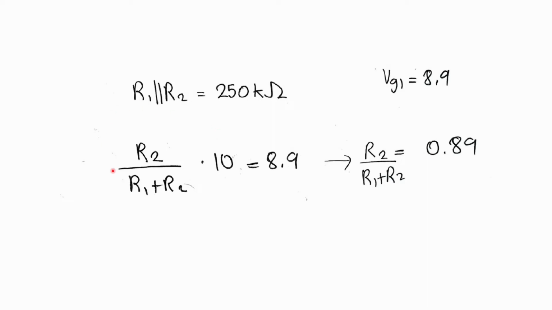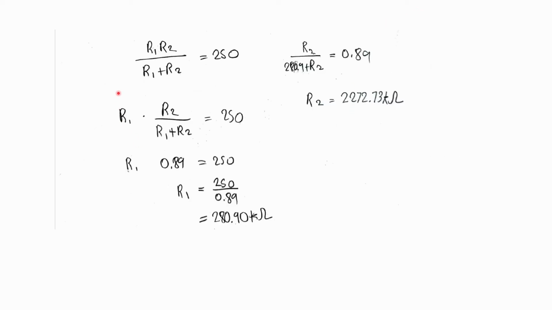I've written both of these relationships right here, and we can simplify the second relationship just a bit by dividing by 10 on both sides to give us R2 over R1 plus R2 equals 0.89. Now let's write out what it means for R1 and R2 to be in parallel. If you recall the equation for equivalent resistance for two resistors in parallel, you'll find that the equation for R1 and R2 in parallel is R1 times R2 over R1 plus R2. And we know that must equal 250.